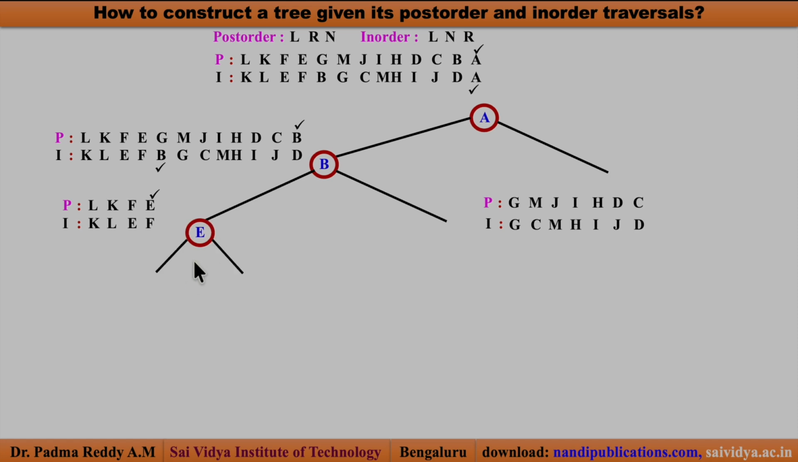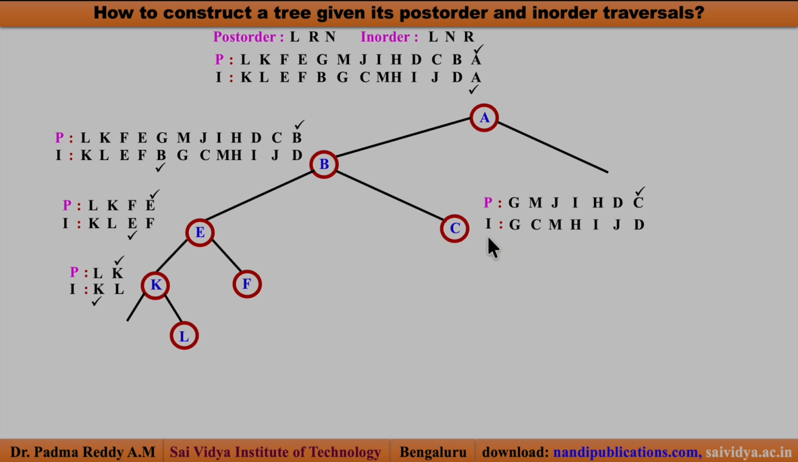To see what is left of E and right of E, look at the in order traversal where E is present. KL should be the left subtree. What is the corresponding post order? LK. And what about F? F should be the right child of E. Now what should be the root here? Look at the last node. K should be the root node. To see what is left hand side and what is right hand side, look at the in order traversal where K is present. Nothing is there towards left of K, so this must be empty, and L should be the right child of K.